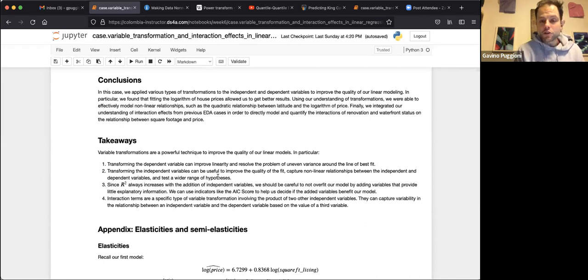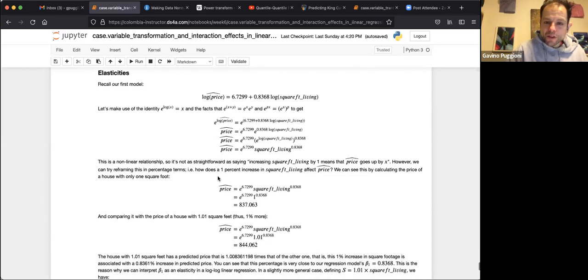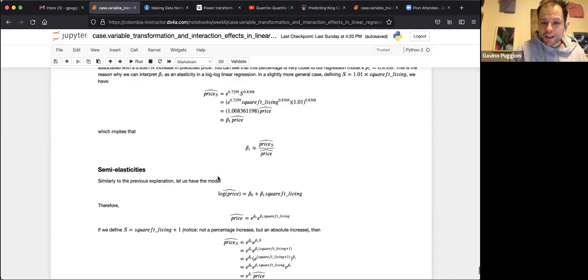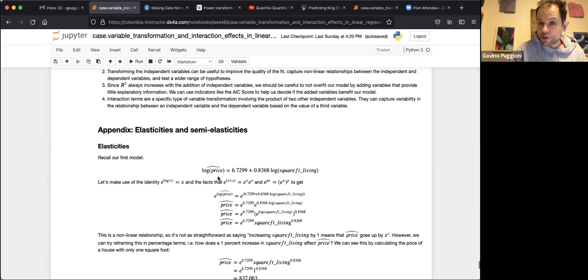And then we learned about interactions. There are particular types of variable transformations that are the product of two or more variables. They can capture the variability in the relationship between an independent variable and the dependent variable based on the value of a third one, for instance. And then I will let you explore the relationship between log transformations and percentage type of interpretation.